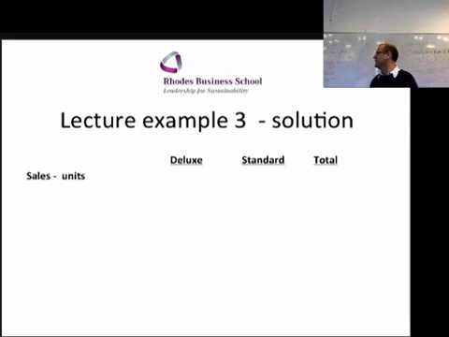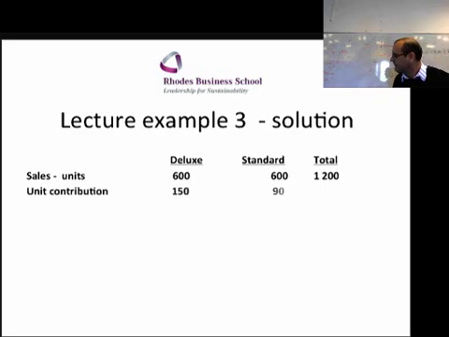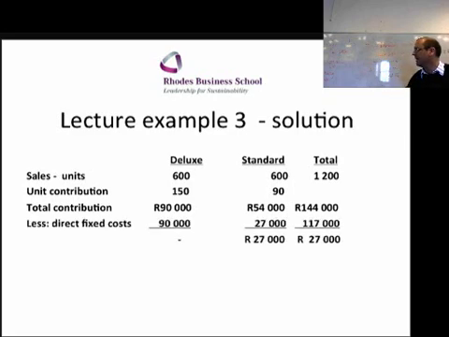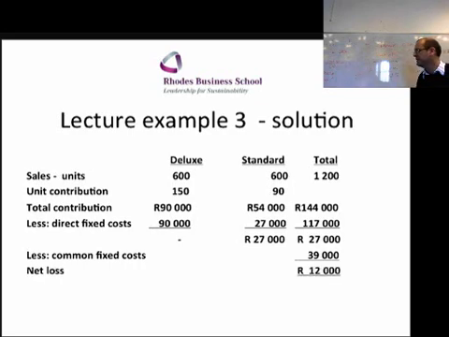Okay, let's quickly go through it. We've got our sales units of 600 each. Our unit contribution was 150 and 90. Multiplying that out, 600 times 150 is 90,000, and 600 times 90 is 54,000, so we've got a total contribution of 144,000. We've got direct fixed costs of 117,000, and common fixed costs of 39,000, resulting in a net loss of 12,000 Rand.